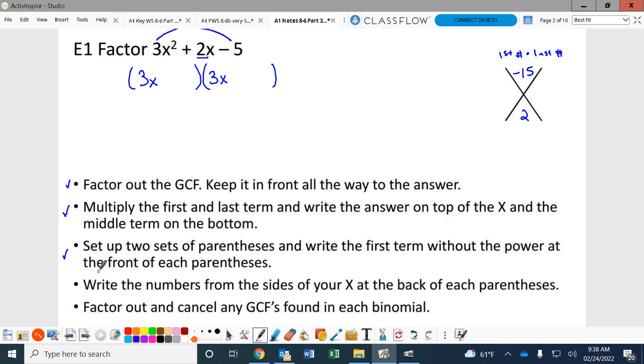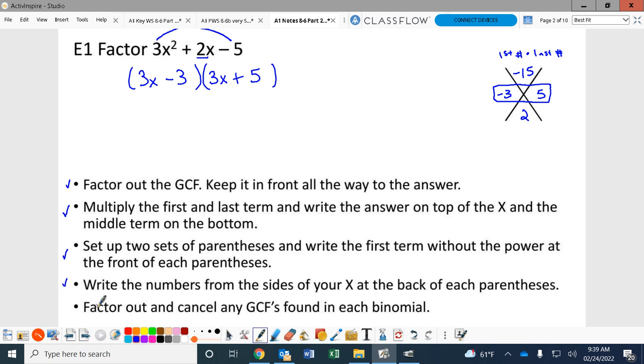Step number 4 is to write the numbers on the sides of your x on the back end of the parentheses. So we got to find these numbers. Guys, you should know these. We just did it all day yesterday. What 2 numbers multiply to give you -15 but add to give you +2? Okay, listen, it doesn't matter which way you did it. I heard -3 and 5, 5 and -3. Does it matter what order it goes in? None. You're going to take these numbers and write them here. -3 and +5. Okay, so we did step 4.